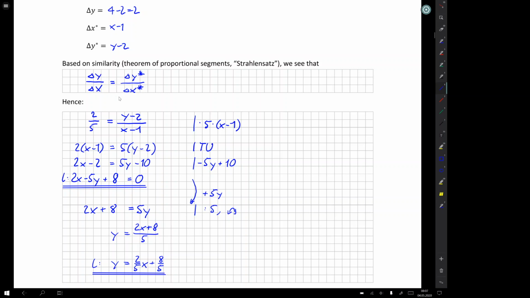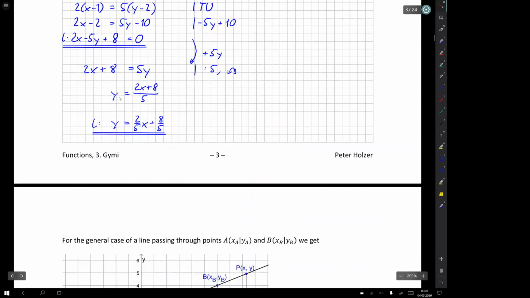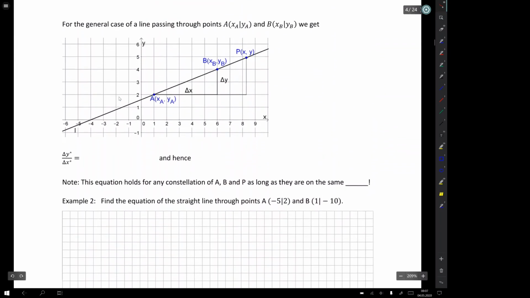We found two ways of representing it. One is to write it as 2x minus 5y plus 8 equals 0, or a second one, write the line as y equals 2/5 of x plus 8 divided by 5. So two possibilities of writing the equation of the line L. Now let's look at the general case.